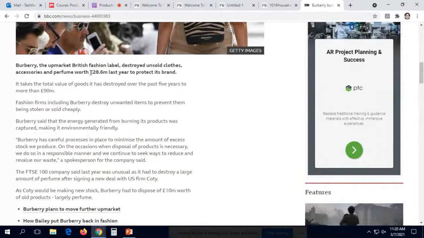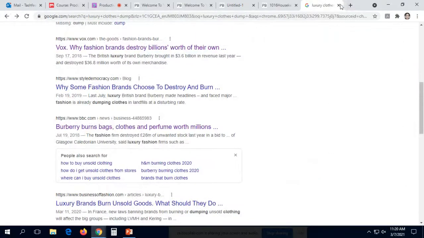28.6 million pounds worth of perfumes, accessories, all of these are materials, and these are finished products. So they went through all the hassle of sourcing and making and stitching and taking it to the customer, marketing, all that expense you also need to think about. And then at the end, if they don't sell it, they destroy it. But this is their way of managing materials. You can have your own opinion on this, whether you like it or not, but it's very interesting.